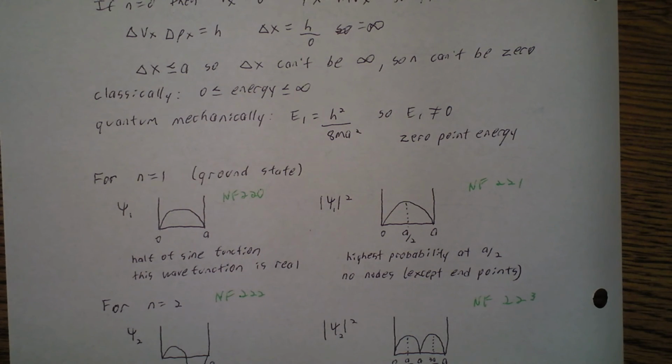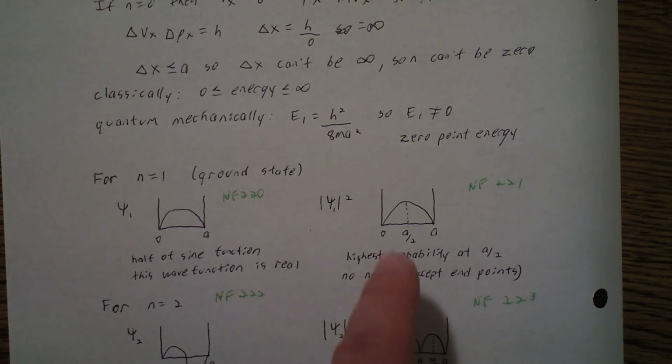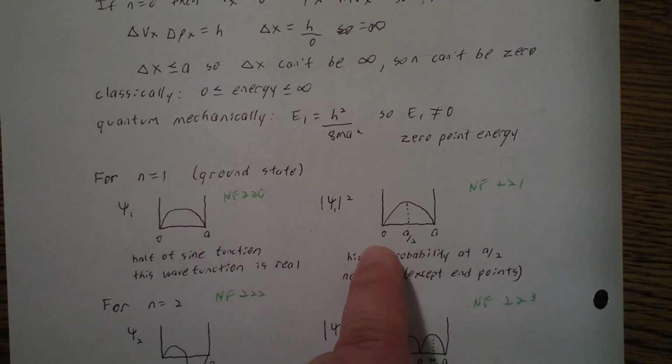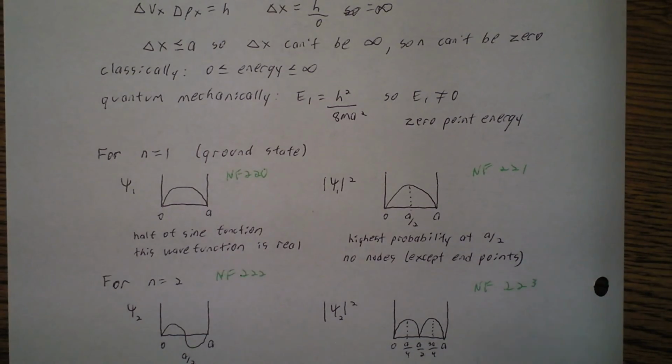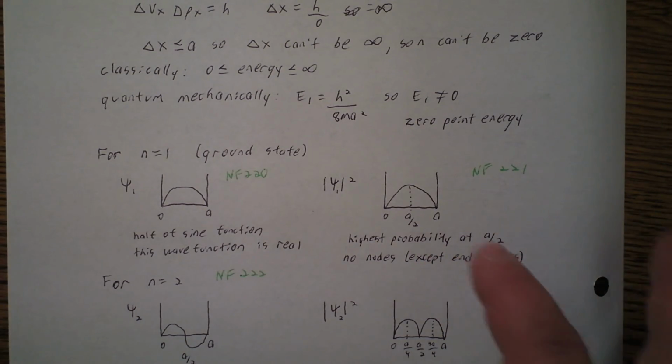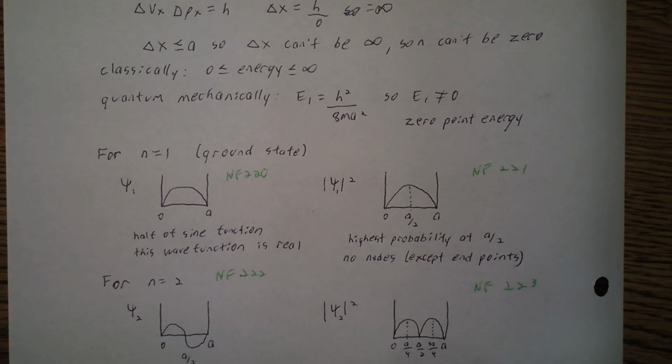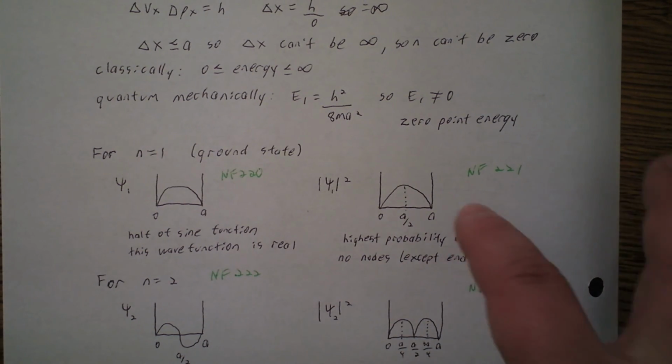Now this wave function is real. Now, psi squared looks like this. Notice the highest probability of finding the particle is right in the middle at a over 2. And there are no nodes except for the endpoints.